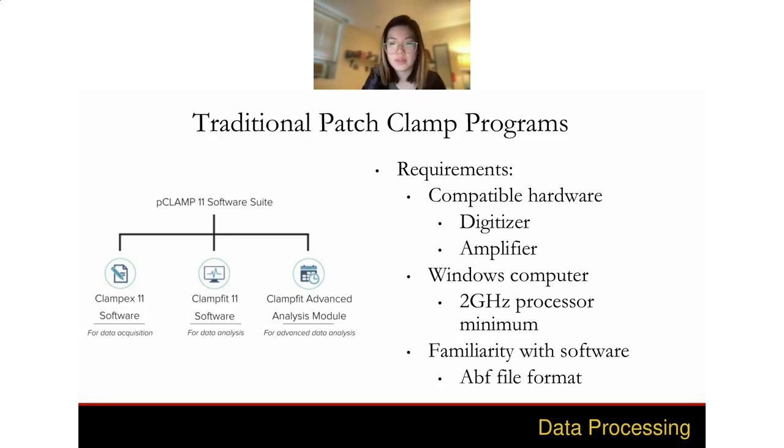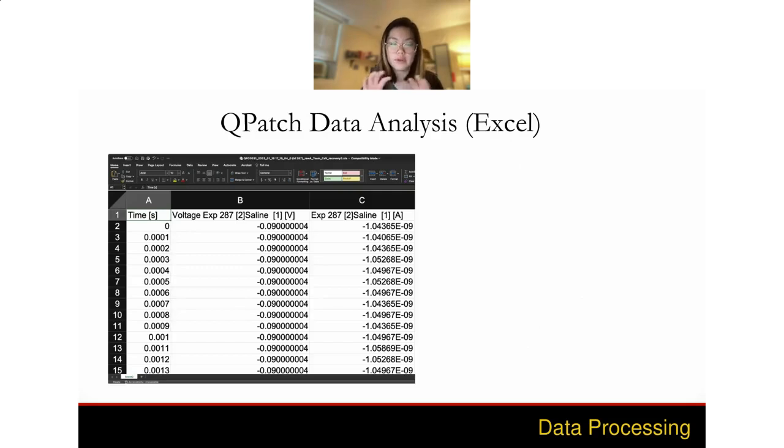So the exported files from the QPatch Compact system are Excel files. As you can see on this left-hand side, it's the time, and this time is in milliseconds. This entire first column is time. In the second column, it's the voltage. So it has the voltage test pulse settings that we put in.